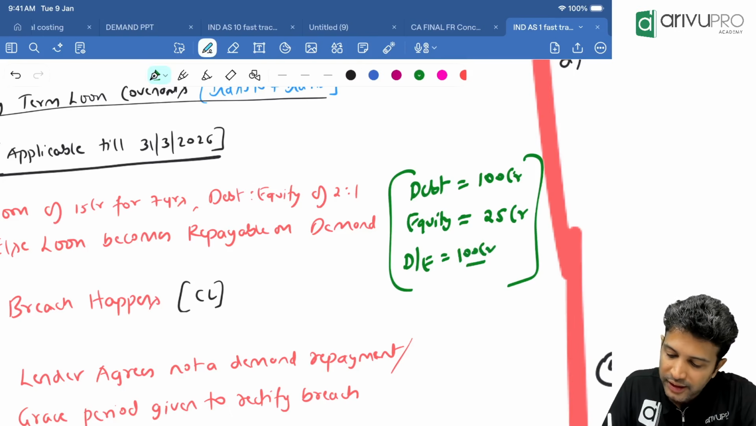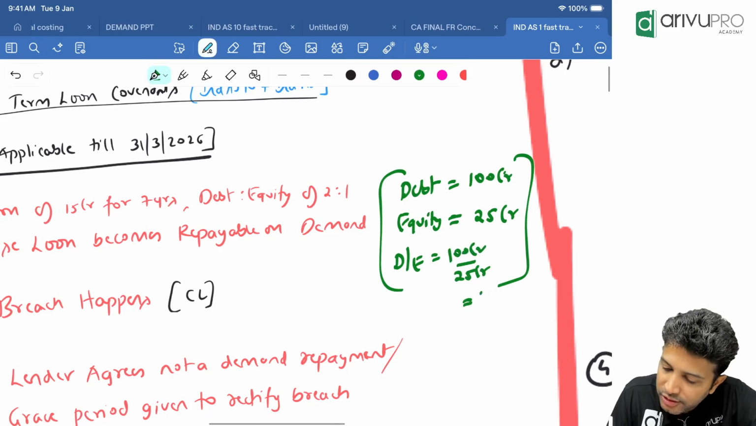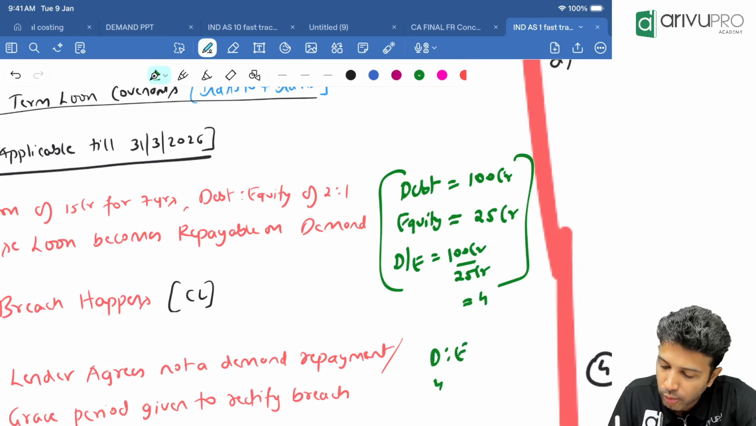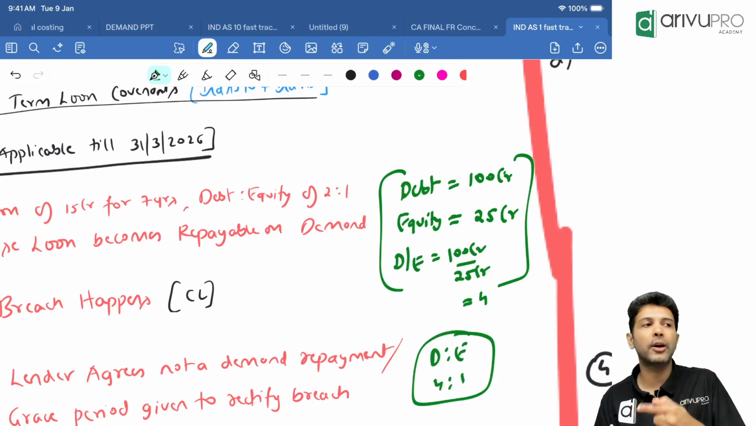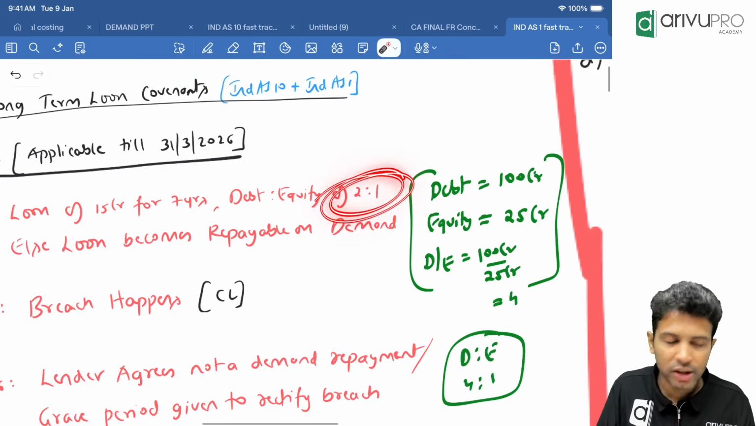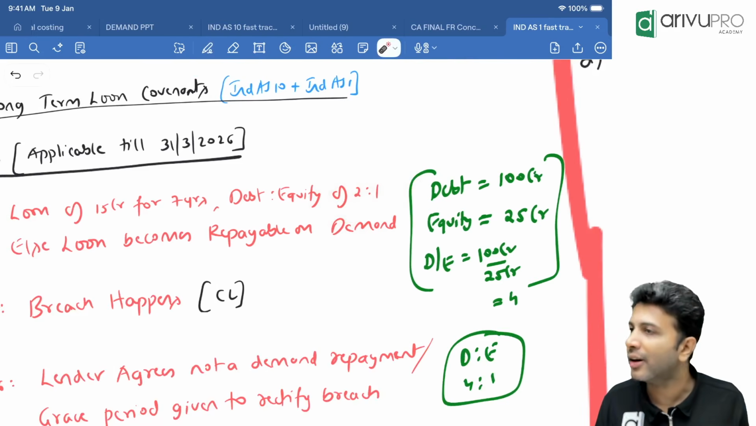Debt divided by equity. Total debt is 100 crore. Total equity is 25 crore. Means this is 4. Agreed? That means debt equity ratio is 4:1. For 1 rupee equity, we have a debt of 4 rupees. But what is the condition? Debt equity ratio should be maximum 2. If it crosses 2, loan will become repayable on demand.